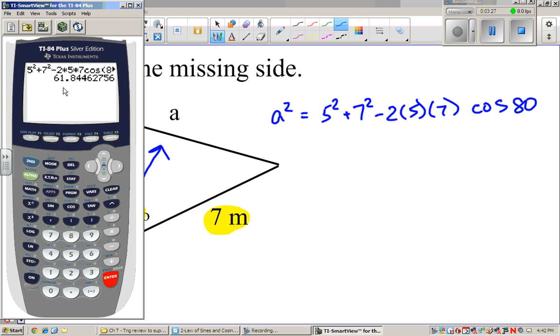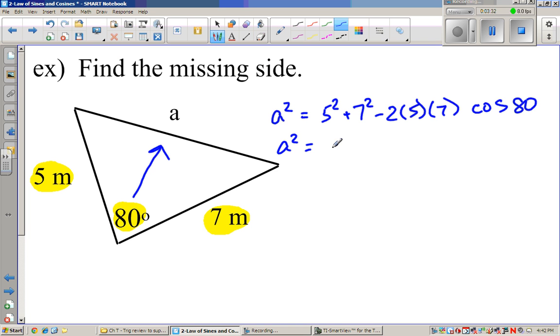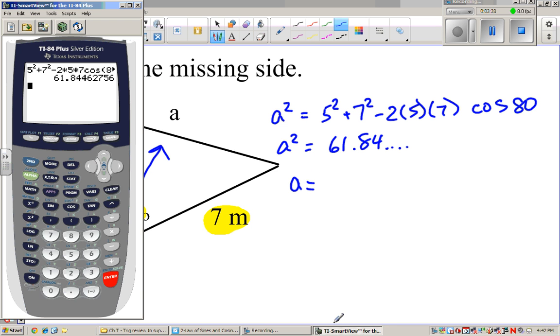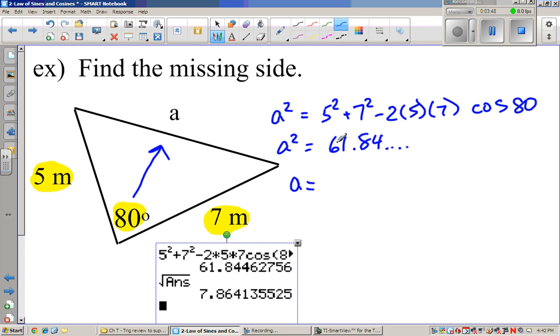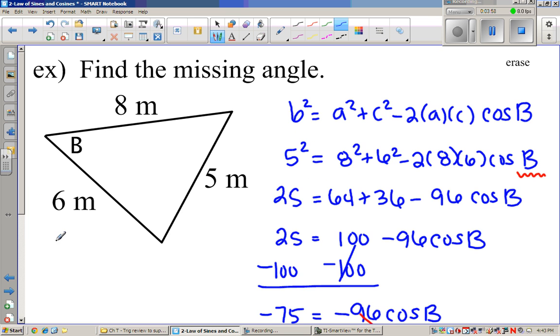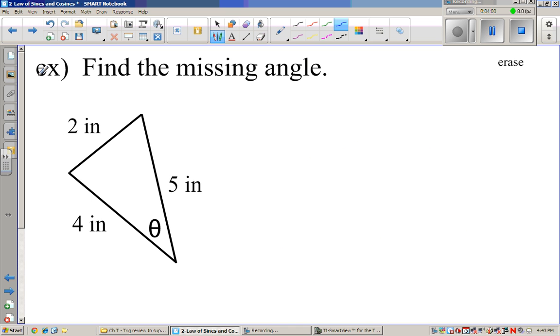We need to remember that this number, 61.84 and whatever else, is a squared, and we're actually trying to find a. So now we're going to go to our calculator and hit second root, second answer to get our final answer. I'm going to drag this over here, and there's my final answer. It is 7.86. Notice I didn't round this number, I just called on answer. All right, let's look at our next problem.